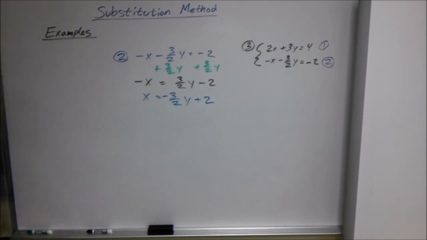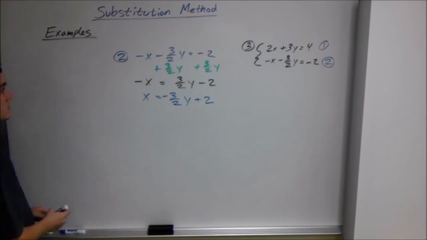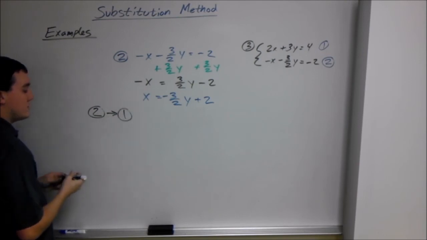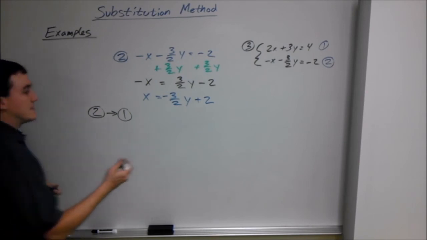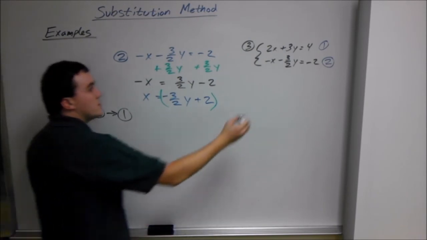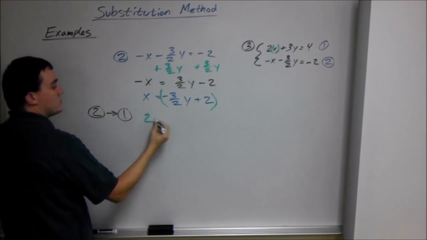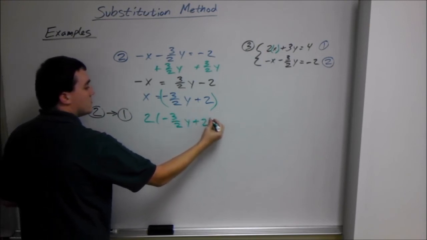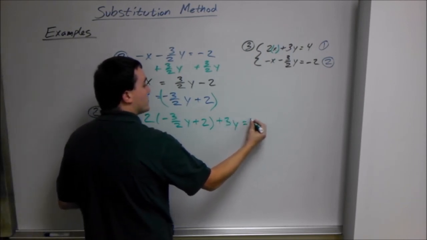And then we take that, since it was equation 2, and plug it into equation 1. So let's go ahead and do that. We know that x is negative 3 over 2 y plus 2. So we're going to plug that into the x in equation 1. So we have 2 times negative 3 over 2 y plus 2. We're going to have to distribute there. Plus 3y equals 4.